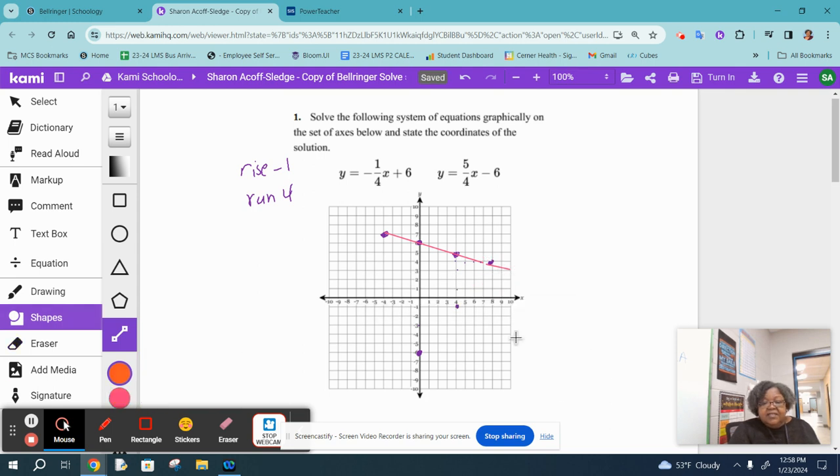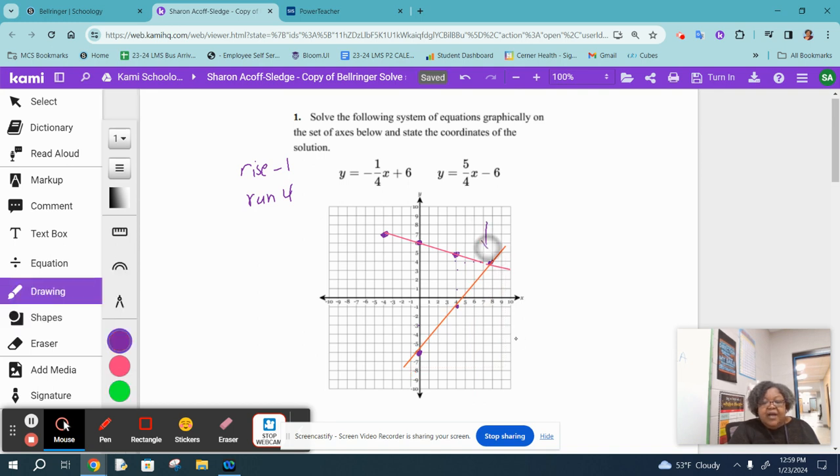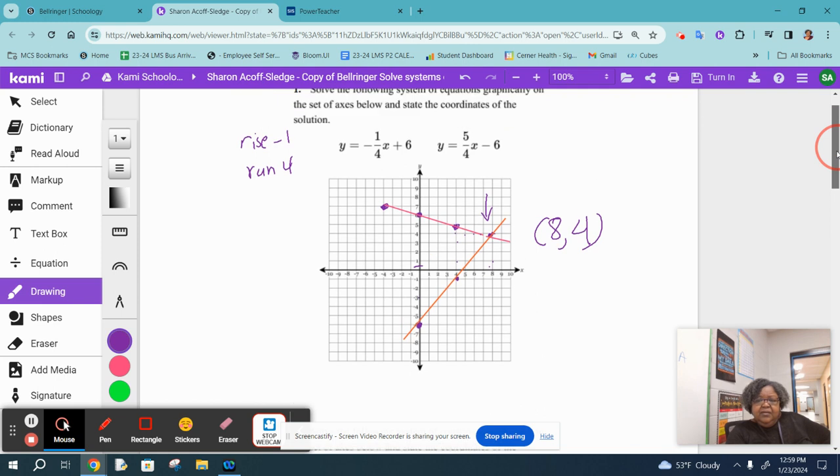And then let me do this line. And you see where they intersect right there? This is my solution right here. So that's at 8, 4. I went over 8 and then up 4. It would be more accurate if I had a straight edge. You'll do it on Delta Math, so you won't need a ruler. But if you do it on paper, always get a straight edge. If I forget to give you one, remind me.